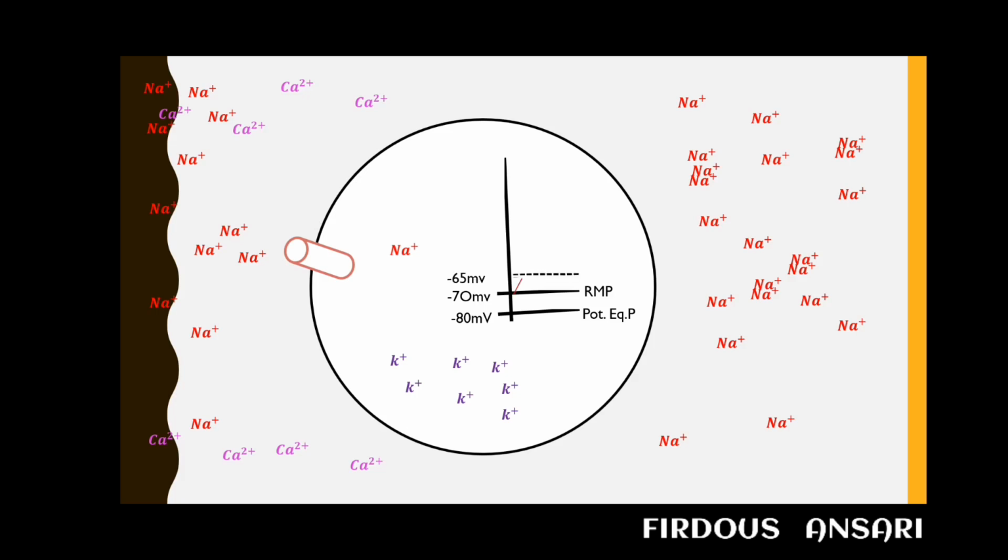Sub-threshold touch means it will just drag the membrane potential to only minus 65 millivolts. It is a sub-threshold stimulus, you can say, and it will die out. It is a kind of graded potential.